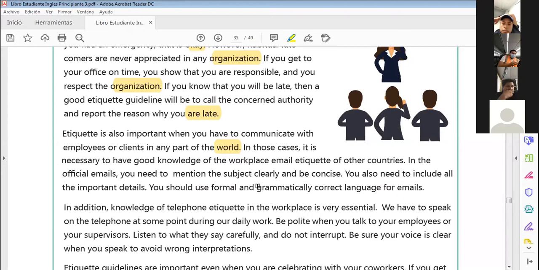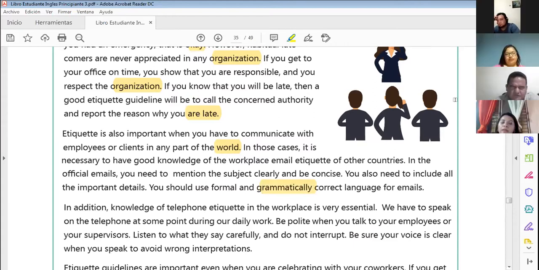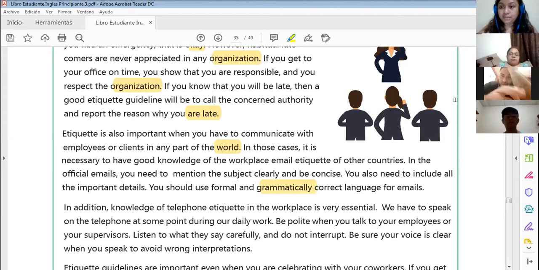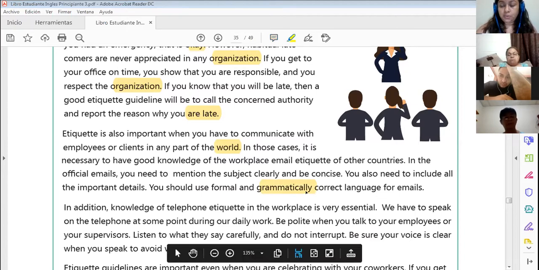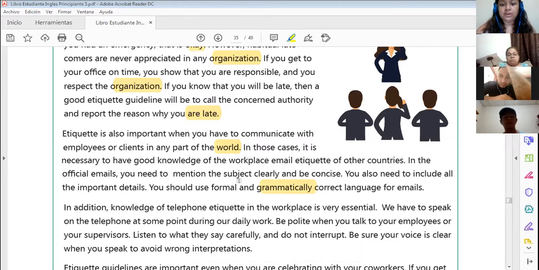Wonderful, very good. So we're going to work on pronunciation for this word. We're going to say grammatically. I'm going to give you a tip. Every time you see a word that finishes with C, A, L, L, Y, okay? We're not going to make the sound of the letter A. We're going to say CLI. Repeat it with me, CLI.